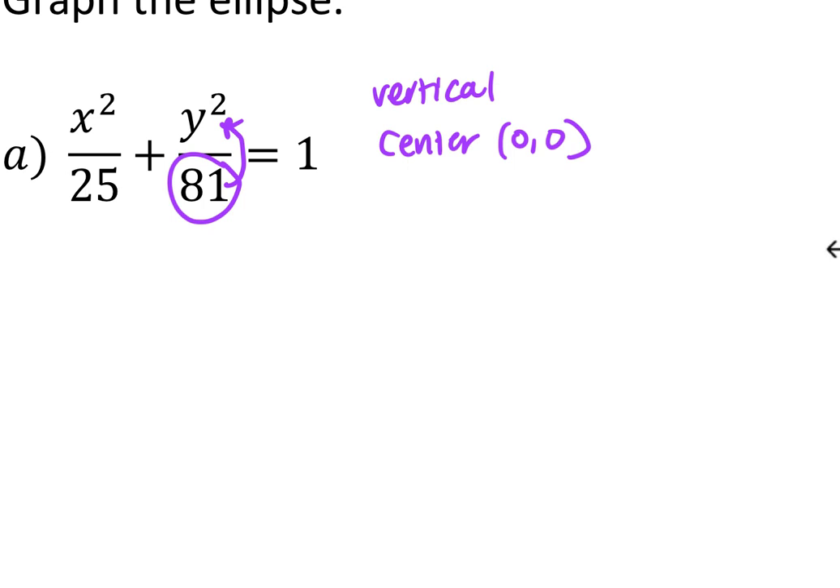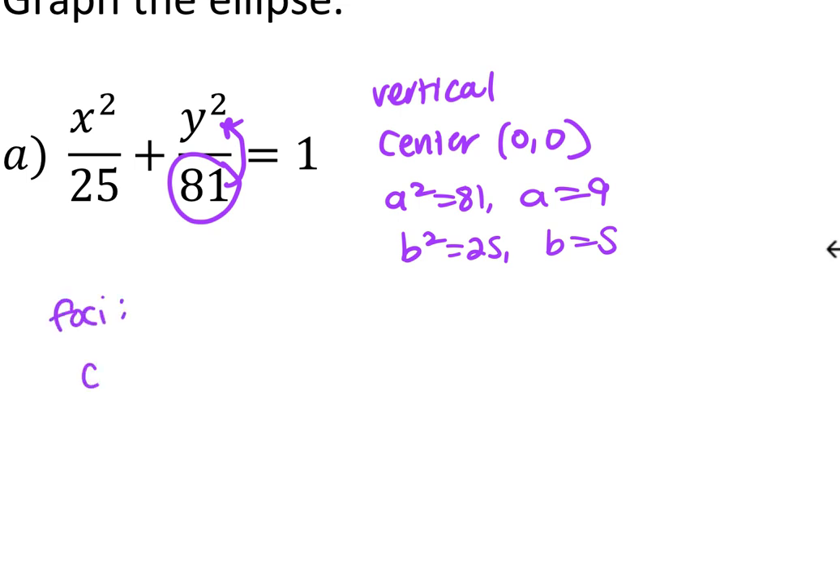A is 9, B is 5. Good. A squared is 81, so A is 9. B squared is 25, so B is 5. So I can graph it based on that, but it's going to also ask for your foci. So I have to do the foci. C squared equals A squared minus B squared. C squared equals A squared, which is 81, minus B squared, which is 25.